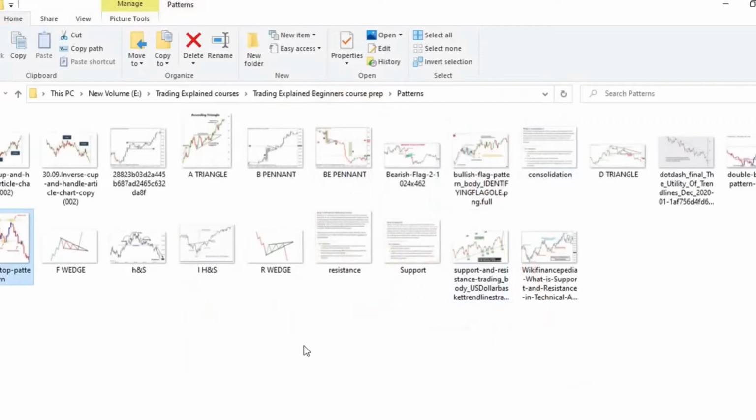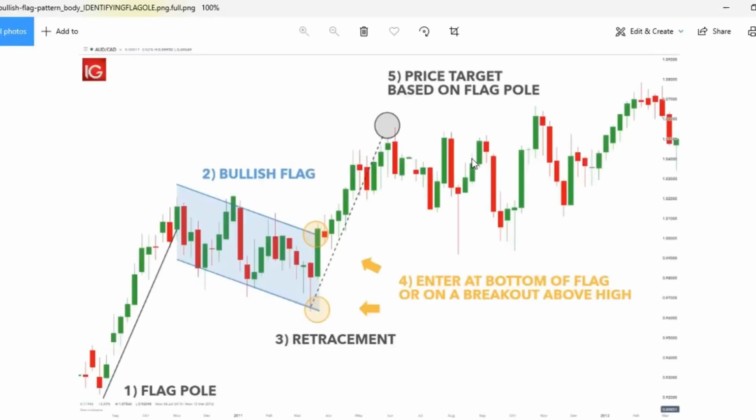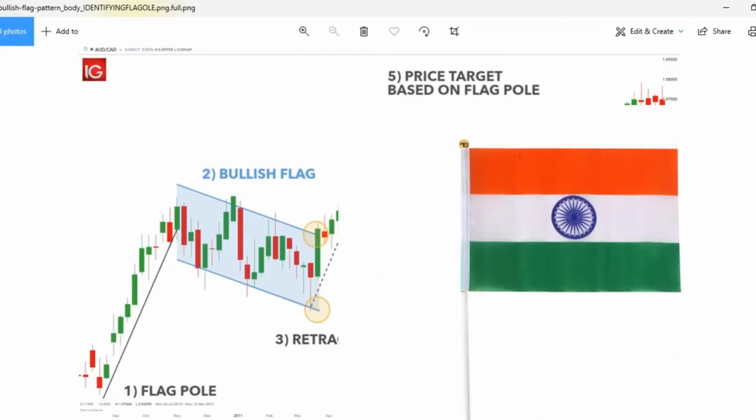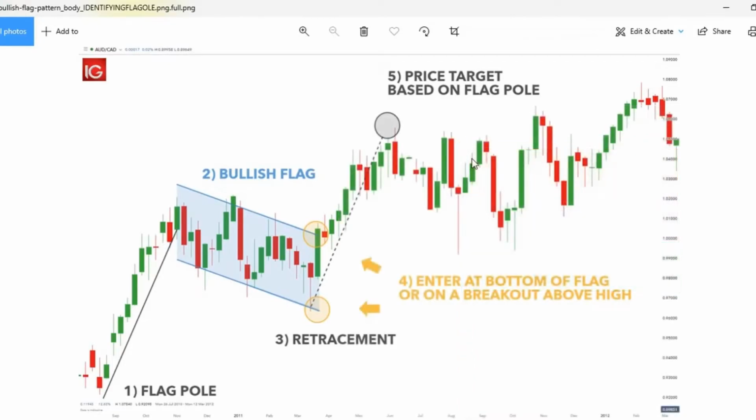Now let's move to the next pattern. The next pattern is, let's take this bullish flag pattern. So what is a flag? If you can just imagine a flag, how does a flag look? A flag has a pole and then it has the cloth on the top of it. So this is exactly how a flag looks, right? So this here is the pole. So what happened? Markets went up.